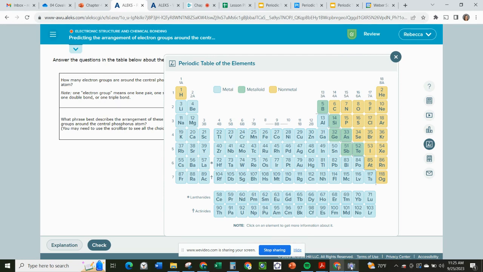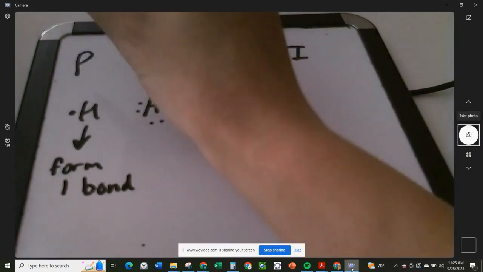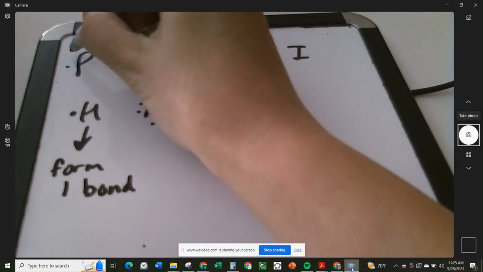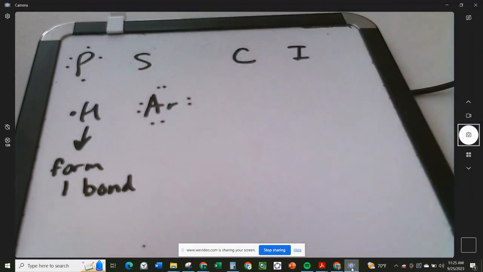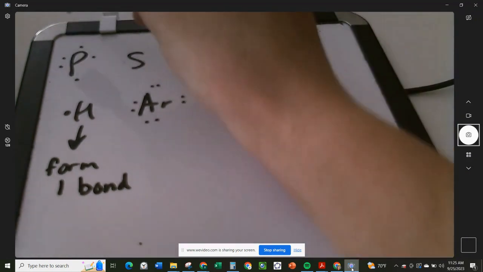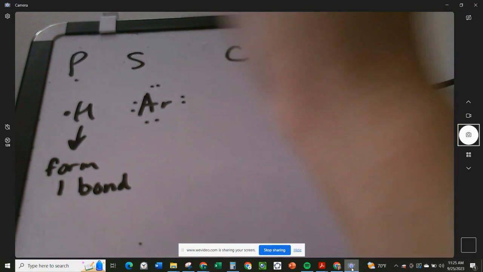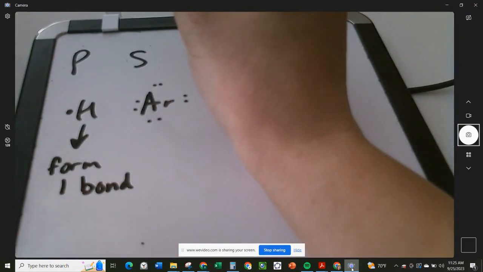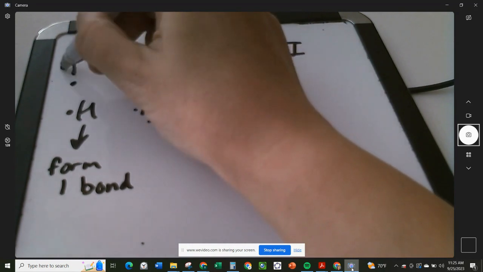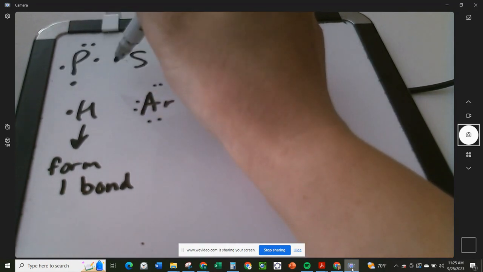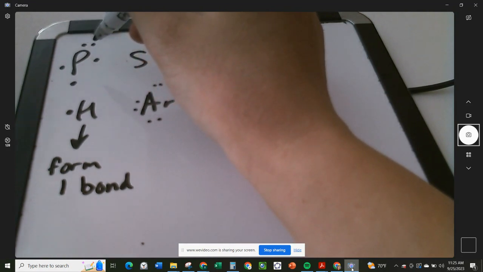So we'll go back to our whiteboard. Phosphorus has 5, so I'm going to do 1, 2, 3, 4, 5. Okay, so let me show you another way to do this. I just know that phosphorus wants to form 3 bonds, but we can go like this: 1, 2, 3, 4, 5, and then I have 3 lone electrons. We're gonna keep them unpaired.